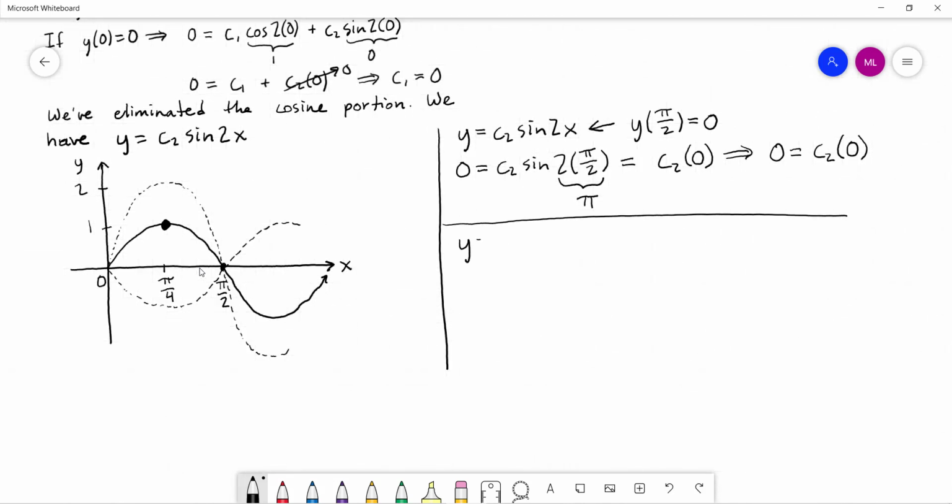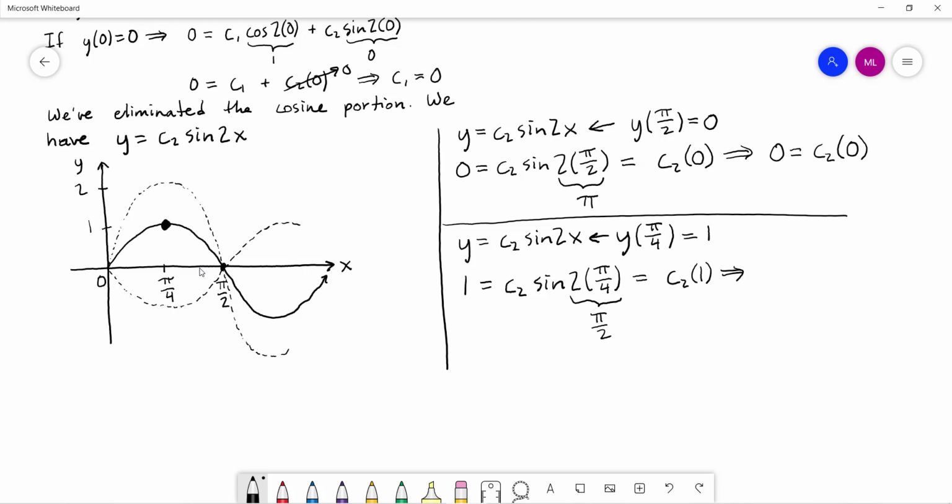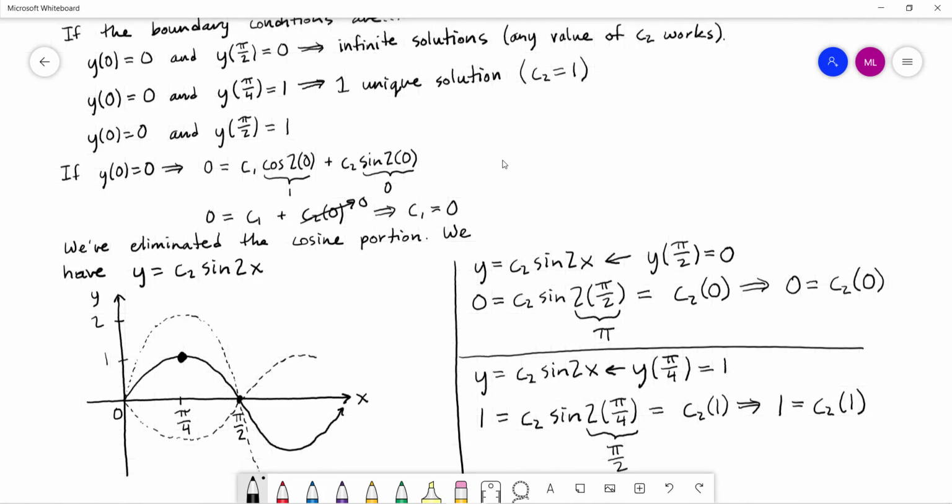So again, here's the equation that we're trying to solve for C2 with the condition that y of pi over 4 is equal to 1. So that's what we're plugging in. So it's saying that 1 is equal to C2 times the sine of 2 times pi over 4. 2 times pi over 4, that's pi over 2. The sine of pi over 2 is just 1. And so we get 1 on the left is equal to C2 times 1. And so what does C2 have to be? In this case, C2 is equal to the value 1 that we just found.